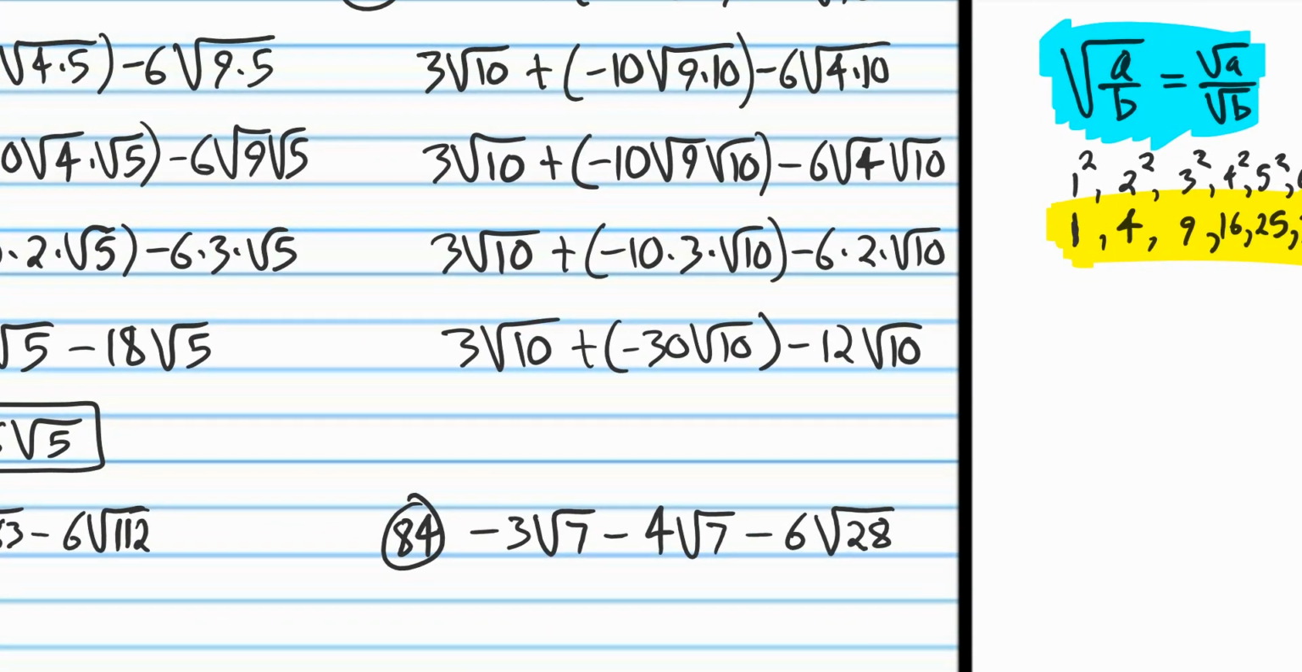All right, so now we have root 10s. 3 plus negative 30 is negative 27. Negative 27 plus negative 12 is negative 39, I believe. Yep, I think that's correct. Negative 39 root 10.